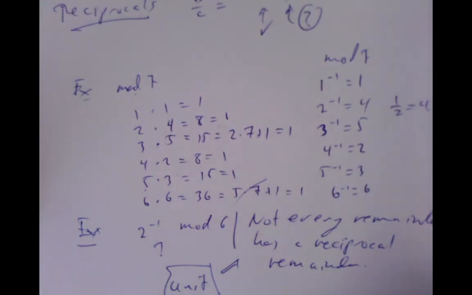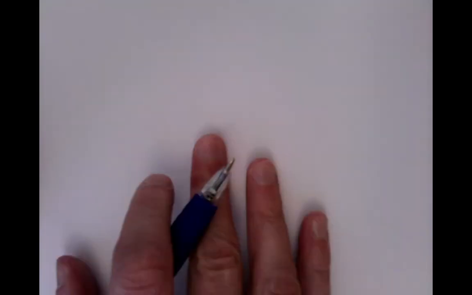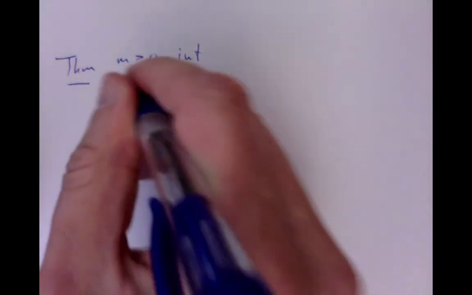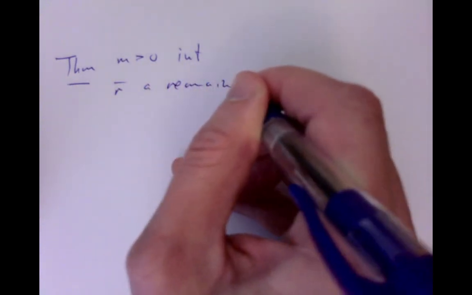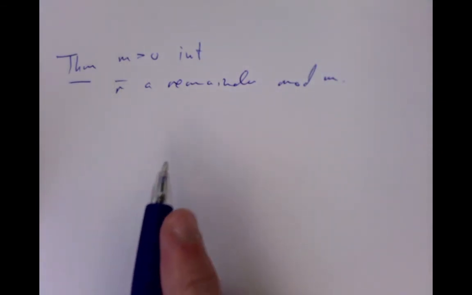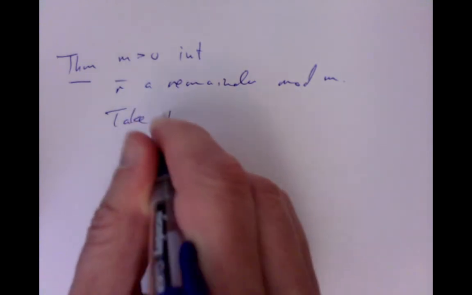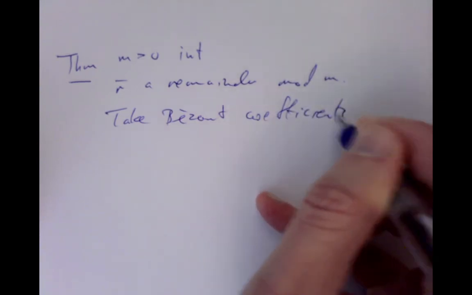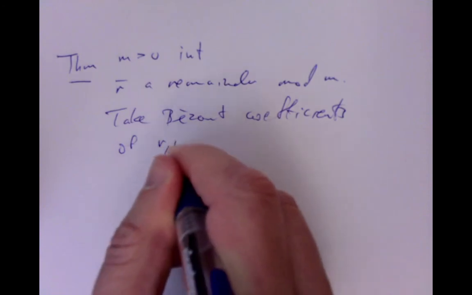How do we find reciprocals when they exist? How do we decide whether or not they exist? It turns out we already know this. We've already more or less done this, with the following surprising fact, this theorem. Suppose m is an integer greater than 0, and that's what we're going to work modulo, like we've been working mod 7, for example. And if r bar is one of the remainders modulo m, and here we're using our sloppy notation with the bars, then what we do is we take Bézout coefficients of R and M.